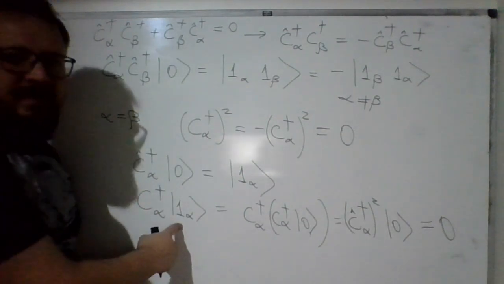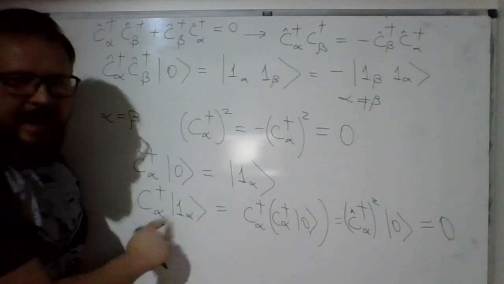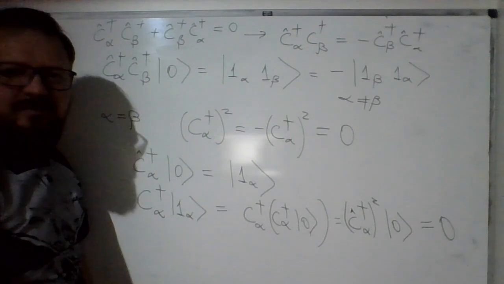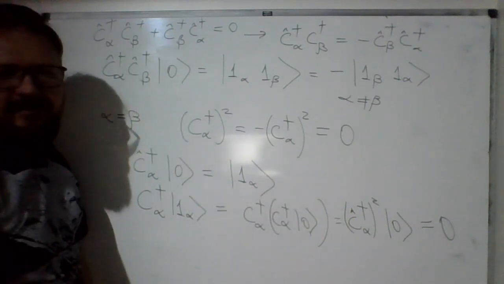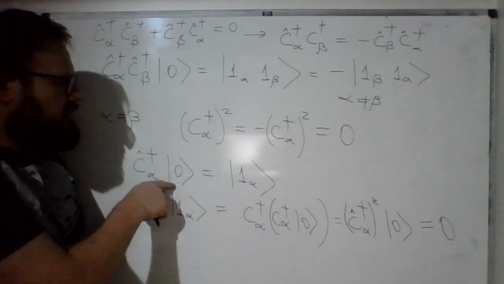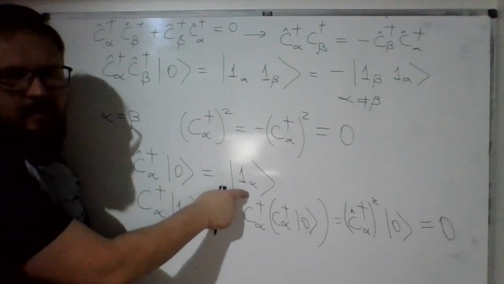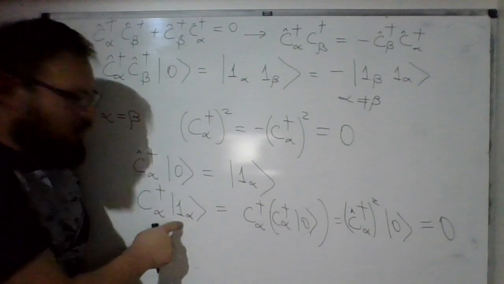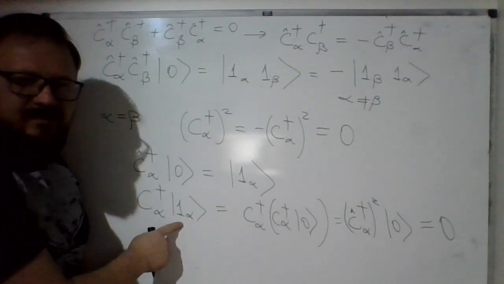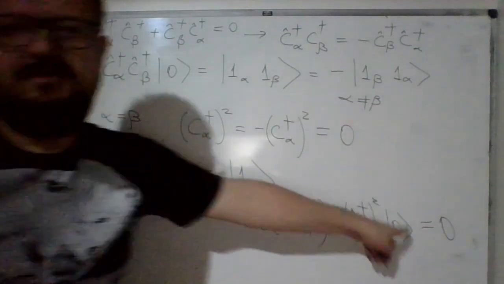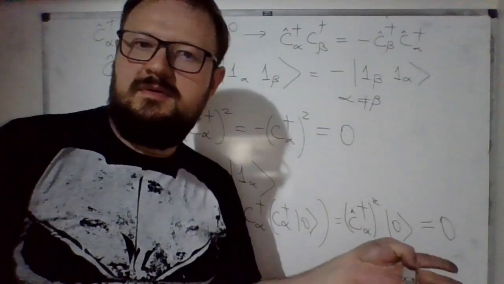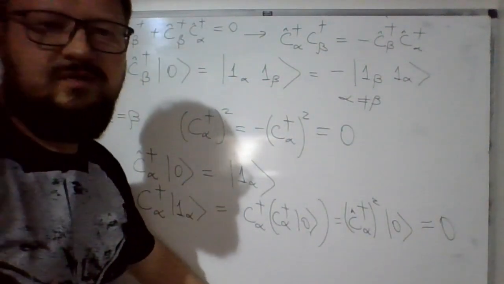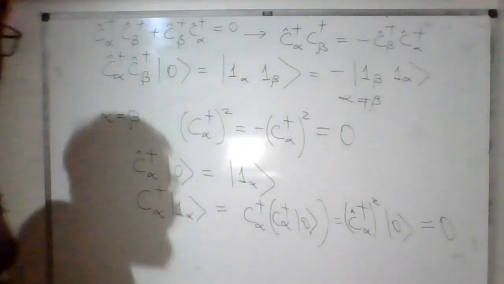If the state is filled with one particle and you try to put another one, 0. If you try to annihilate the vacuum, null vector. The result is the null vector. If you try to create a particle in the vacuum, you create one particle in that state. But if you try to put one more particle in that state, which is already filled with one particle, 0. You cannot do that. The result is 0. You'll have nothing, because you cannot create another particle in a state which is already filled with one particle.